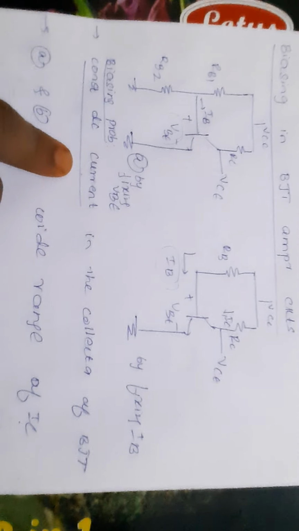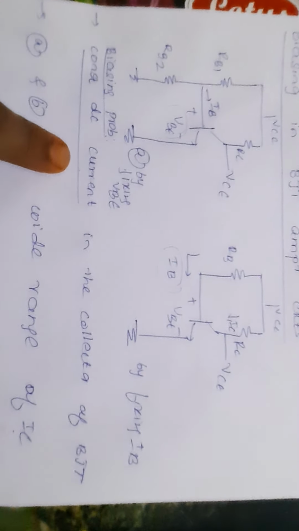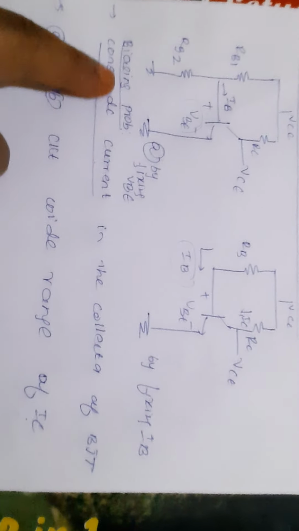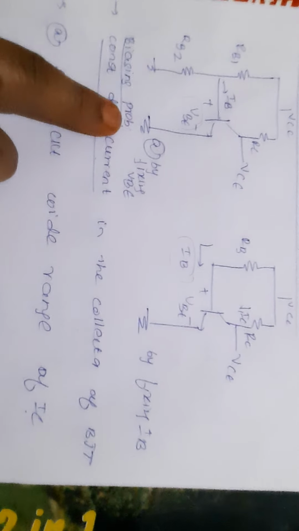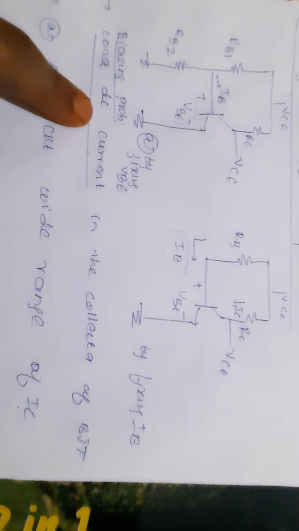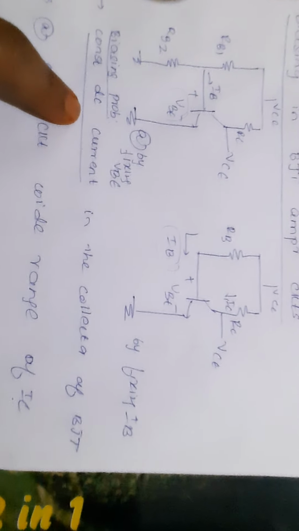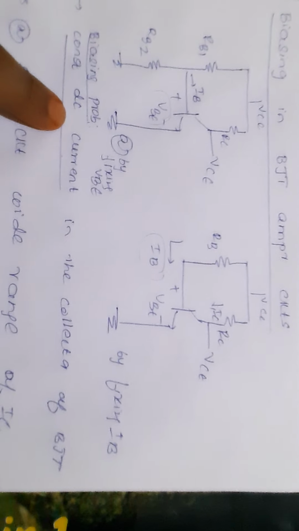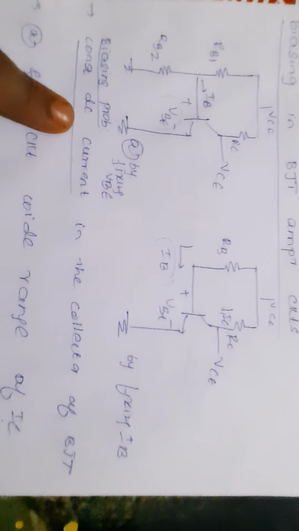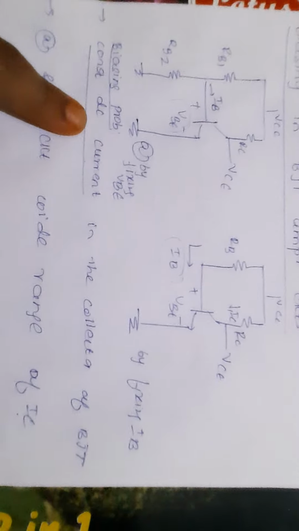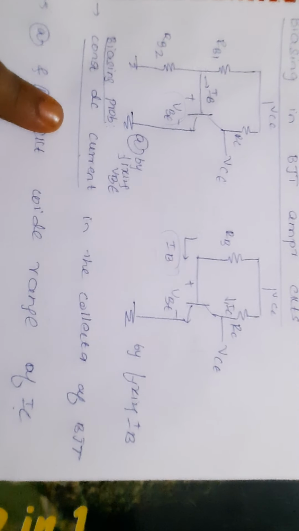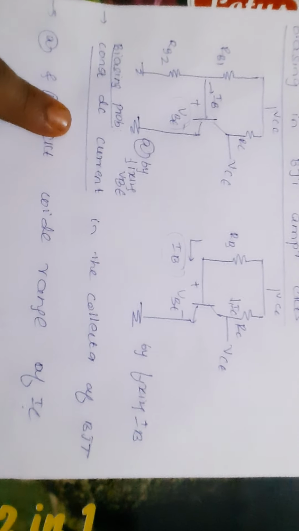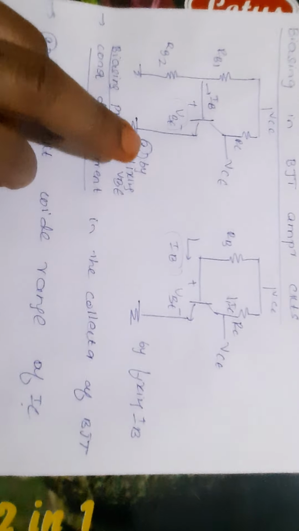This current has to be calculable, predictable, and insensitive to variation in the value of beta. The first condition of the biasing problem is that I want IC to be constant, and it has to be predictable, calculable, and insensitive to the variation in the value of beta. Another important consideration in the bias design is locating the DC bias point in the IC-VCE graph to allow the maximum output signal swing. Then we'll begin with these two circuits.